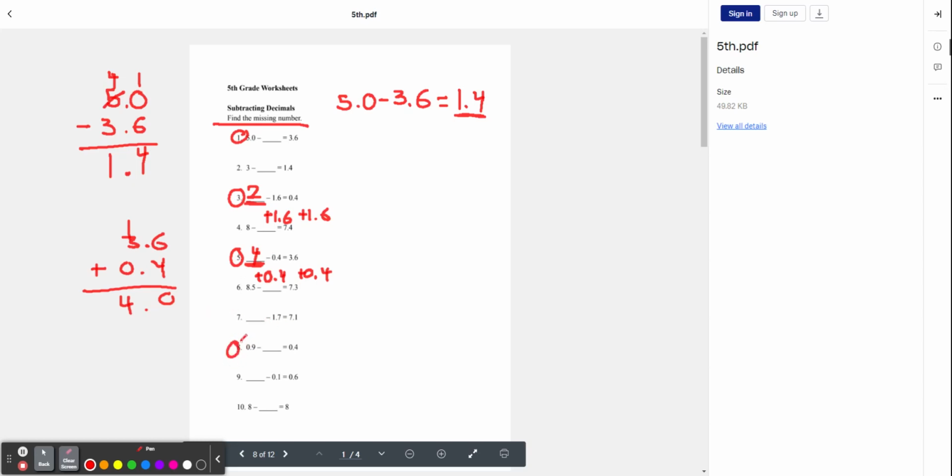Let's try 8. 0.9 minus blank equals 0.4. This time, we're going to subtract 0.4 from 0.9. And when we do that, we get 0.5. So that is our blank.